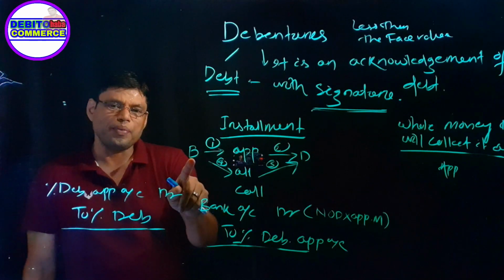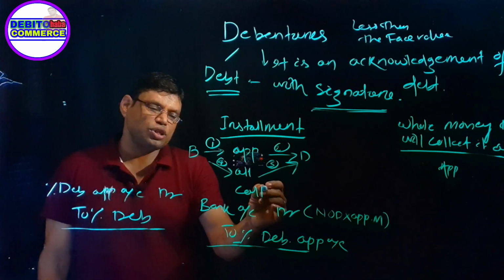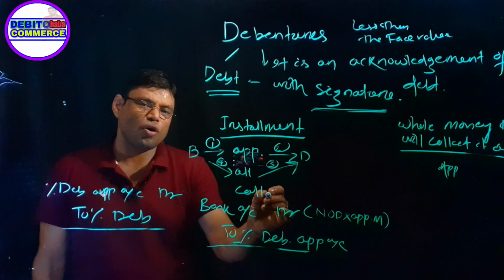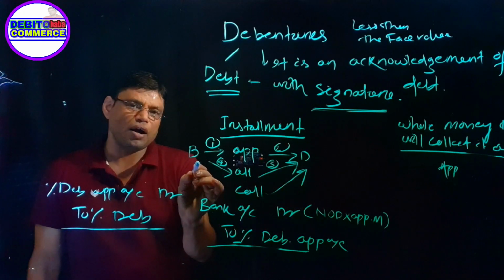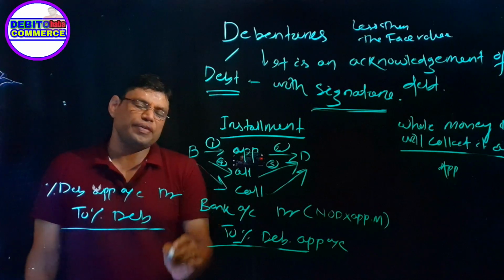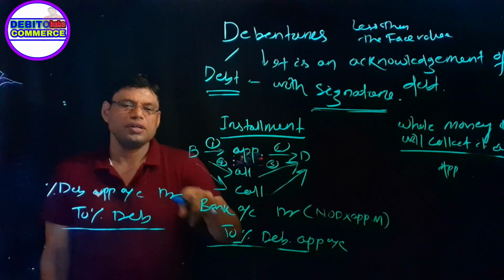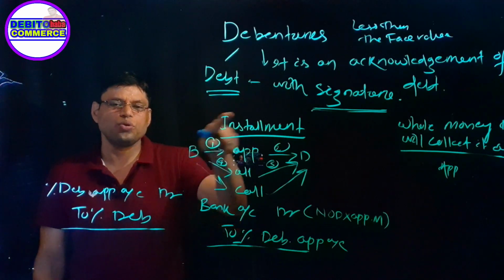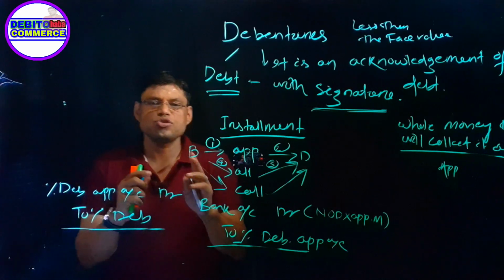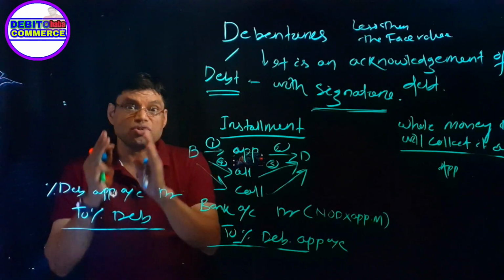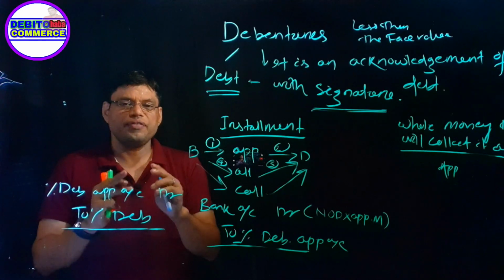Then bank account debited to dash percent debenture allotment account. Next is your dash percent debenture call account debited to dash percent debenture. Next is bank account debited to dash percent debenture call account. So this is the entry, right? If they are taking money from the public through installments, you have to pass this entry just like equity share capital. The only thing is that in place of equity share capital, you have to write dash percent debentures at each and every stage, right?